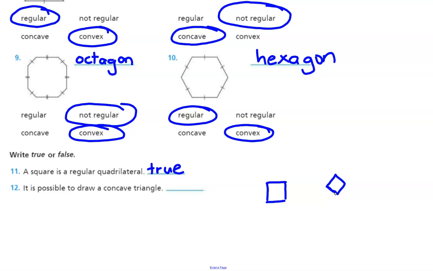Okay, and then number 12 says it is possible to draw a concave triangle. Well, remember, concave means that 2 of your sides have to be dipping in on each other. But if I were to connect this to make it a triangle, well, I've just gotten rid of the concave part, so this one's actually false. The only way to do that is if you somehow curved it, but then that wouldn't be a polygon. That would just be a Pac-Man, so that wouldn't work.